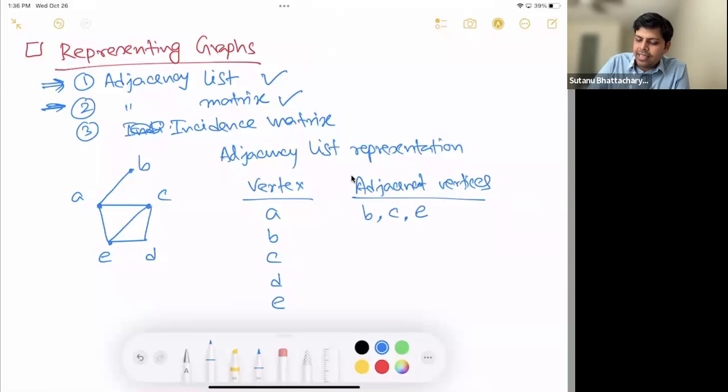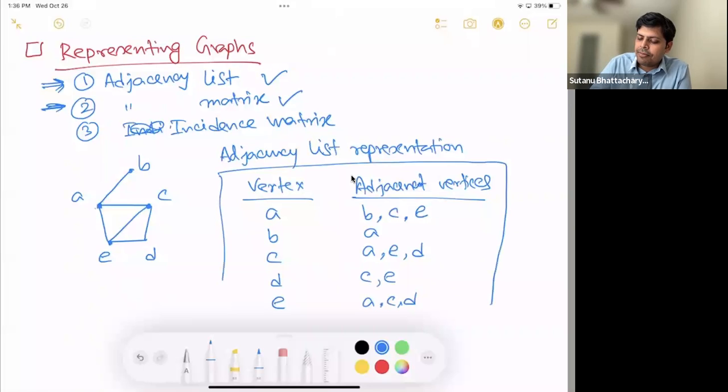Now, what about B? Who are the neighbors of B? The neighbor of B is only A, because B is only connected to A. What about neighbors of C? C is connected to A, E, D. Now D. D is connected to C as well as E. C, E. And E is connected to A, C, D. So this way we can represent a graph.